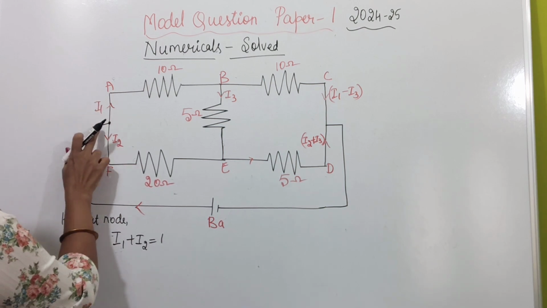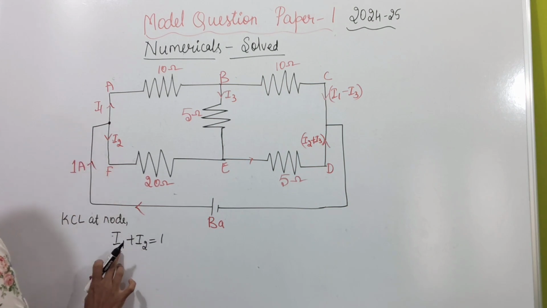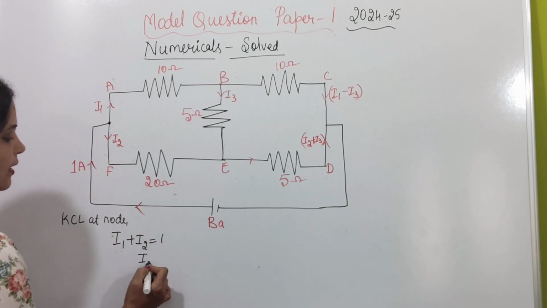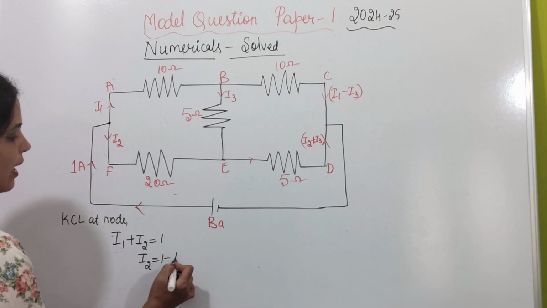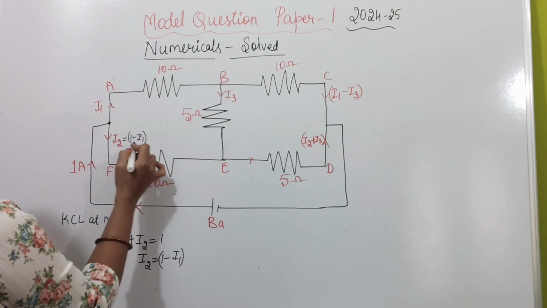Sum of current entering is equal to sum of current leaving. So I1 and I2 are leaving. Therefore I1 plus I2 is equal to 1, or we can write I2 is equal to 1 minus I1. So I2 is 1 minus I1.